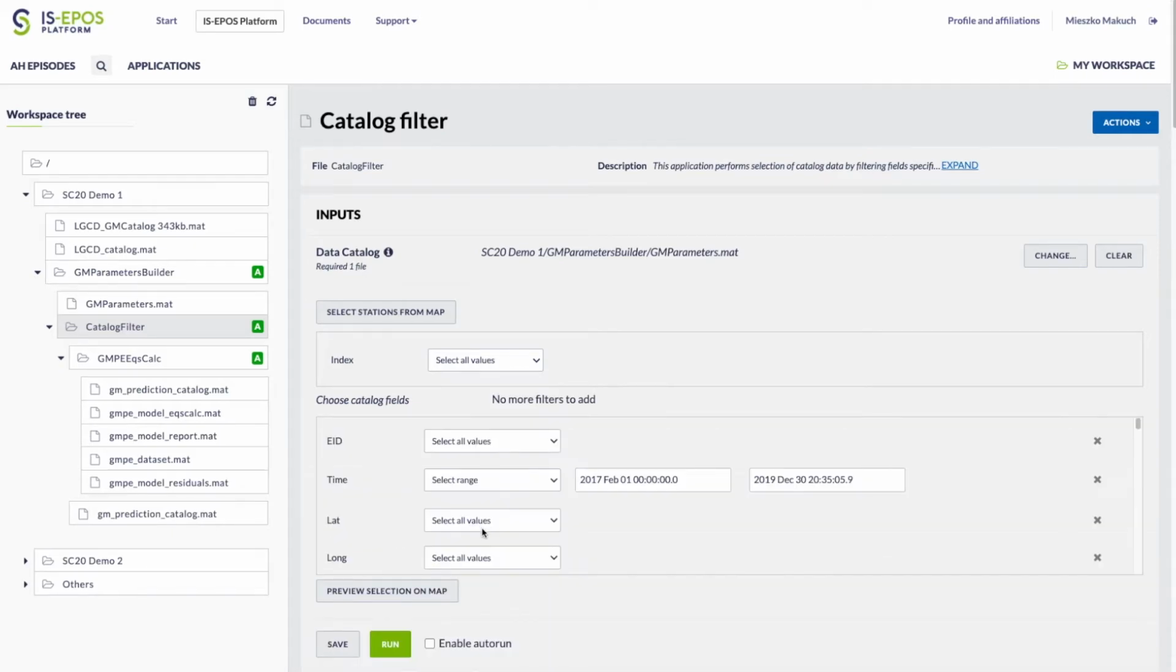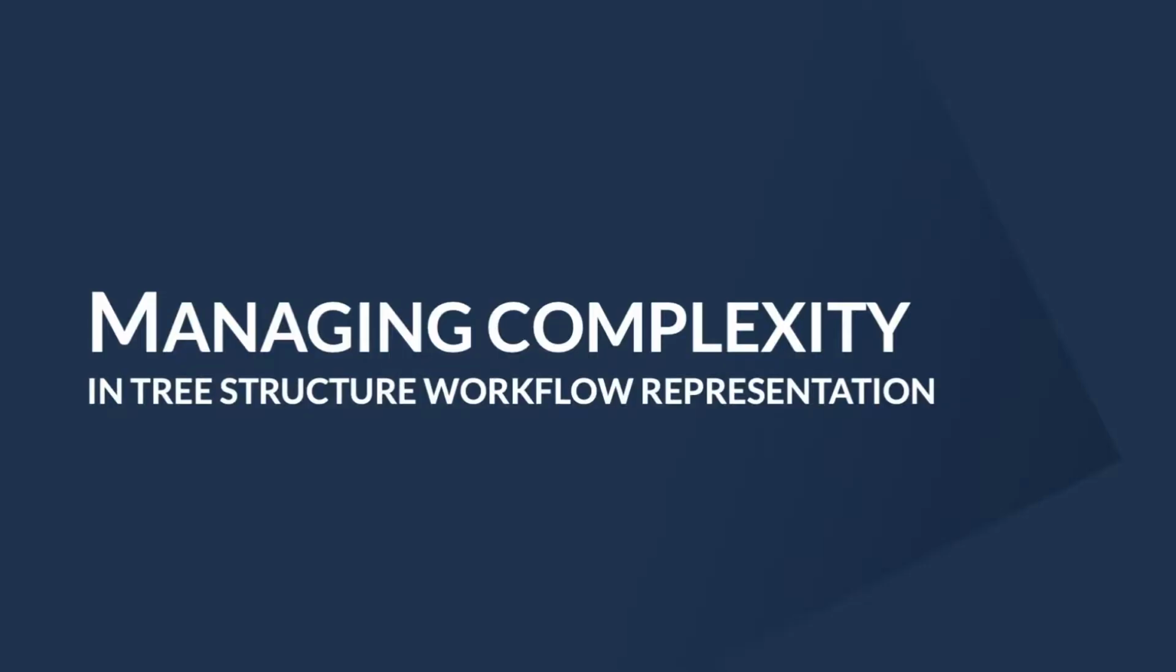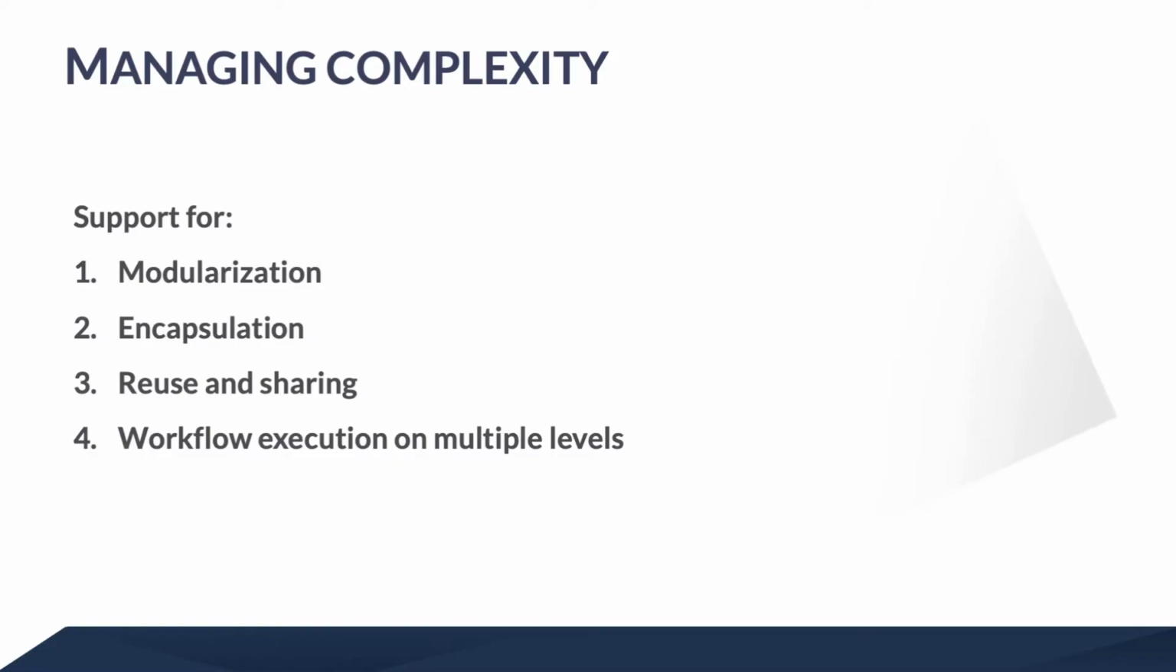So now, when I change the parameters of the catalog filter application and execute this application, the GMPE application is automatically executed as well. So the autorun can be used to execute a cascade of applications. In fact, the autorun mechanism is used for automated execution of workflows, and that feature I will show you later on. Now, I wanted to show you some of the complexity management features that we have implemented on our platform.